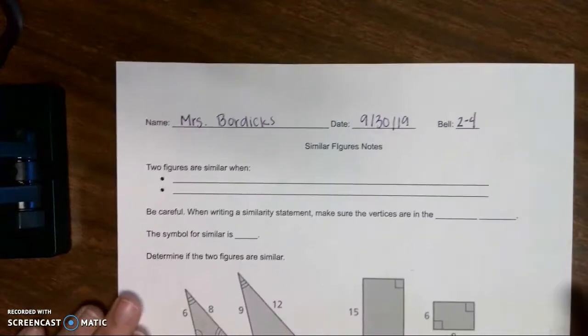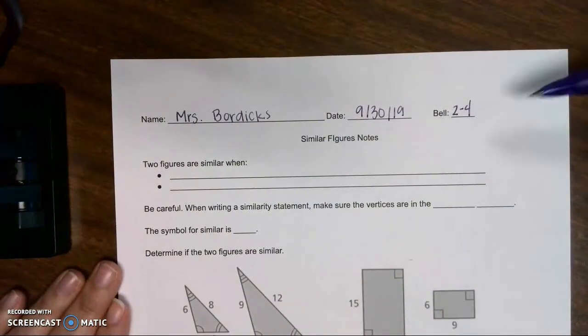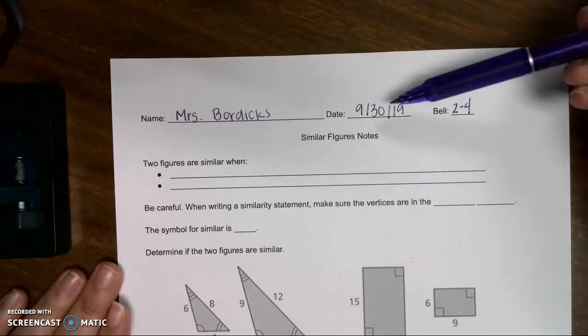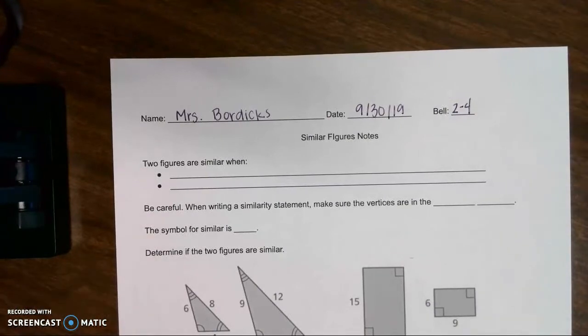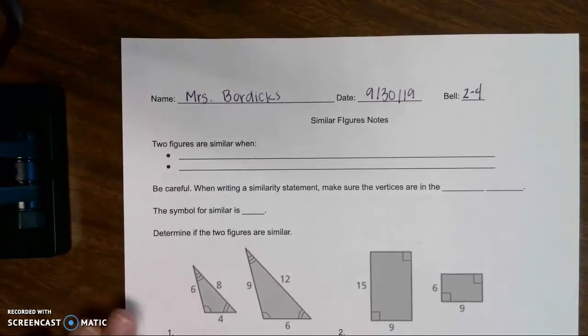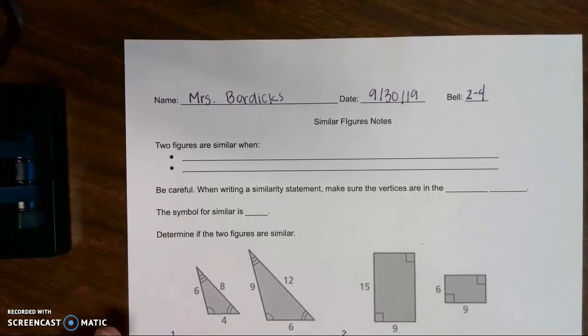So on your paper, hopefully you've already filled out your name, the date. You're taking these notes on the 30th of September. It's already almost October. So let's jump into it.